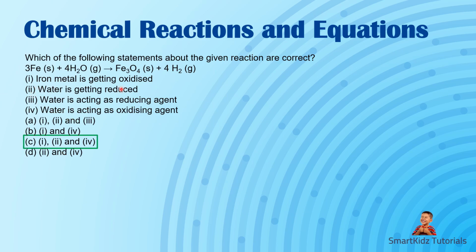So iron metal is getting oxidized, correct, because it is receiving oxygen. Water is getting reduced, correct, because it is losing an oxygen atom. And the fourth one, water is acting as an oxidizing agent, yes, because it is promoting oxidation of the iron atom. So the correct choice is C, 1, 2 and 4.